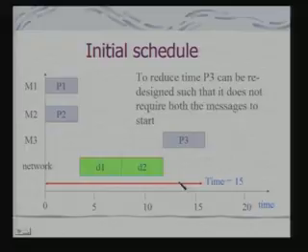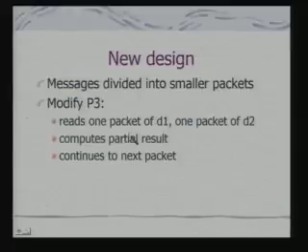Now, the question is, can I redesign the whole network based system to reduce the time? To reduce time, P3 can be redesigned such that it does not require both the messages to start, or maybe only some part of the messages to start. So, it becomes the question of redesigning your task P3. This is basically your design problem. One way to do this is that messages can be divided into smaller packets. The definition of a packet is a critical component here, and you modify P3 such that it reads one packet of D1 and one packet of D2 and computes a partial result and continues to the next packet.